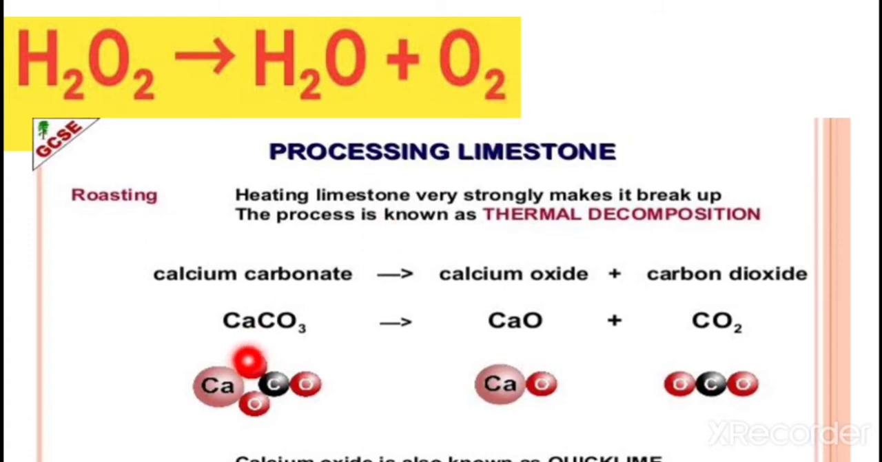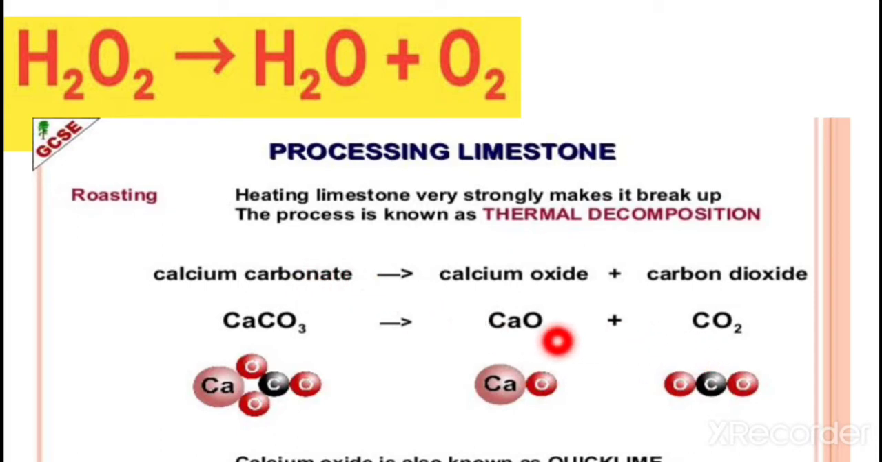Similarly, limestone, the formula is CaCO3, on being heated gives quicklime and carbon dioxide. Such reactions are called decomposition reactions. That means each involves only one reactant, though the products may be two or more. Here the reactant is only one, but the products are two.